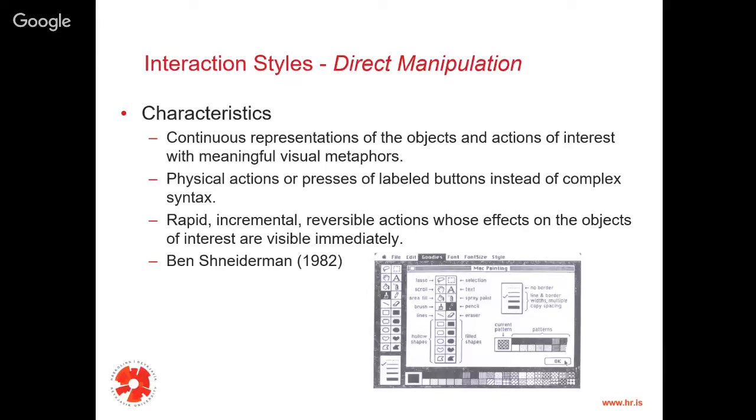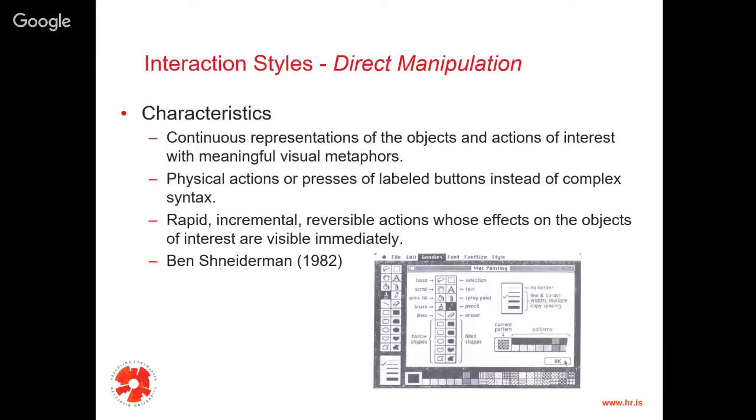Okay, so direct manipulation is the continuous representation of objects and actions. And it is like a physical action or process of labels. So physical action meaning with the mouse, you can just press buttons instead of the complex syntax you had in the commands. So it's rapid, it's incremental, and it's reversible. The undo was also a part of this. That was not in the command language at all.